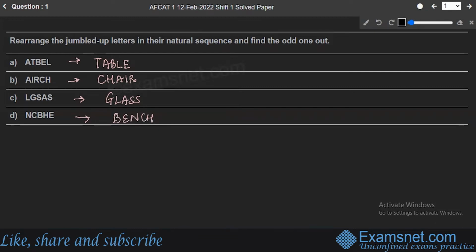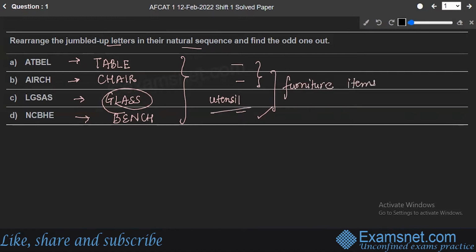Now we have arranged the jumbled up letters in their natural sequence and they are forming meaningful words. Now is the time to find the odd one out. Table, chair, and bench are all furniture items, but glass is a utensil, that is, a kitchen item. So option C is the correct answer.